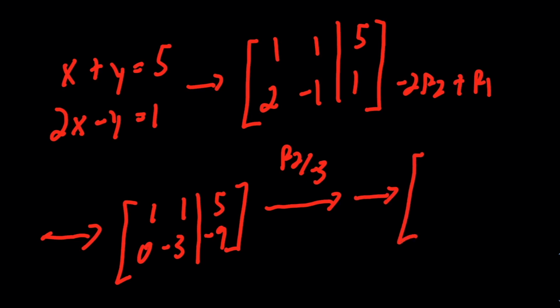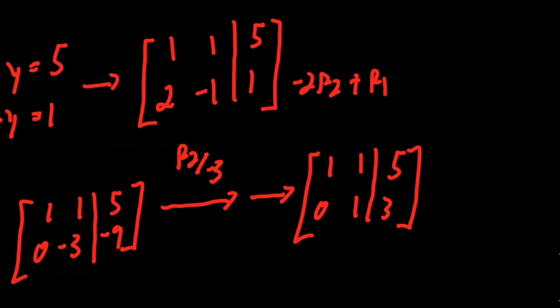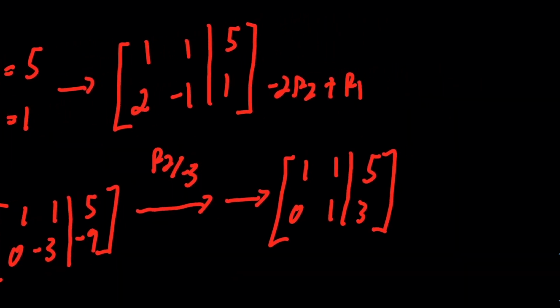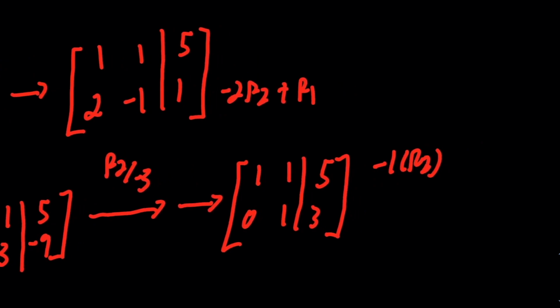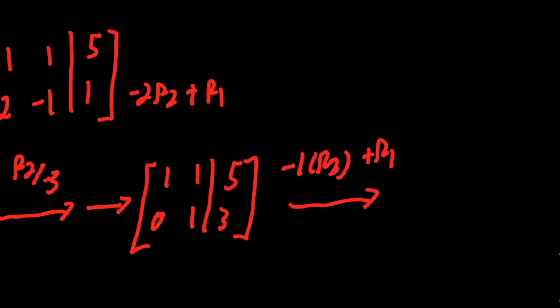As a result, we get 1, 1, 5, then 0, 1, 3. Finally, we'll use the second row to eliminate the coefficient above it. Let's multiply row 2 by -1, and then add it to row 1. As a result, our augmented matrix should look something like this.